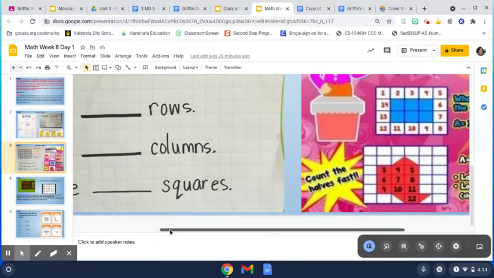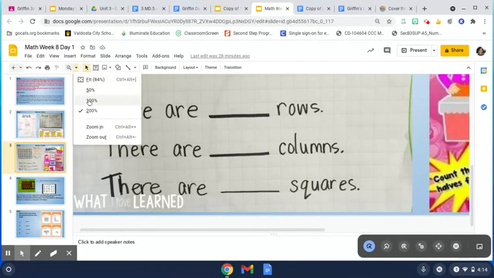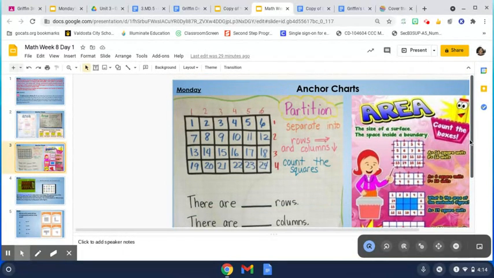All right. On this slide right here, let me make it smaller a little bit. We're going to learn about partitioning. Partition means to separate into rows and columns. And then you can count the squares. So we see we have 4 rows and we have 6 columns. And you can count the squares, but you can use what you know about multiplication.